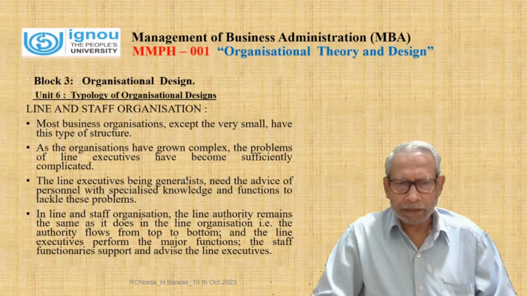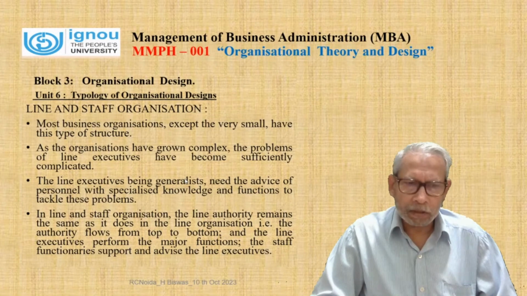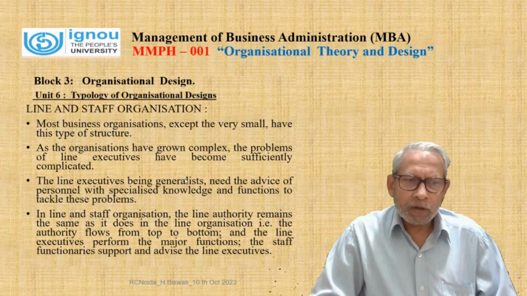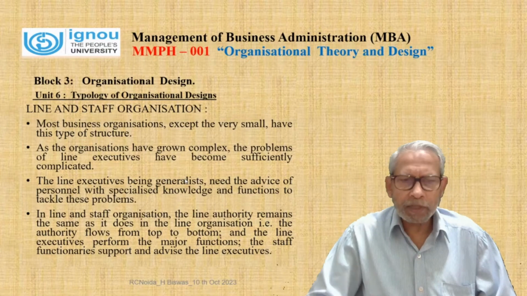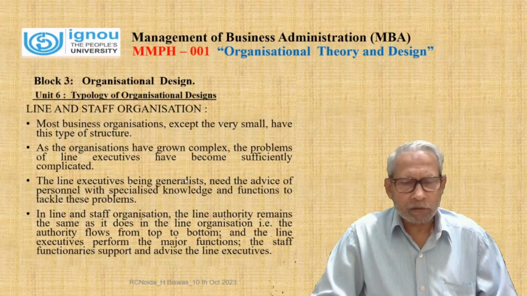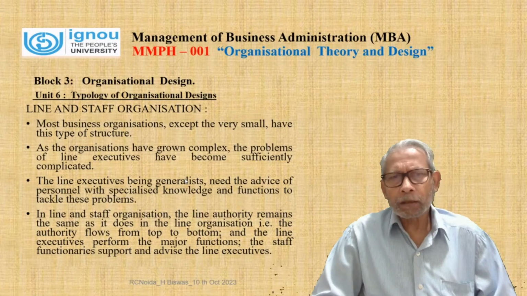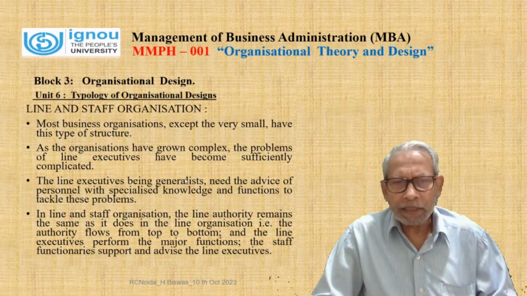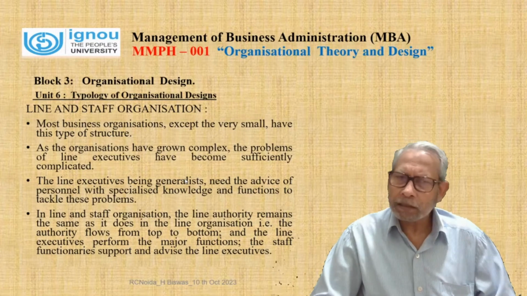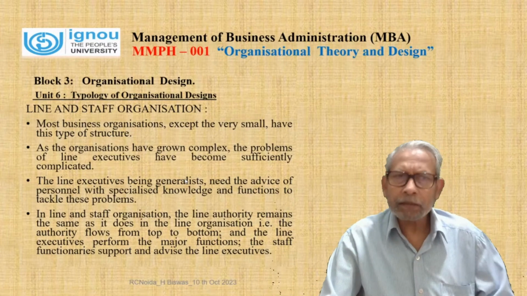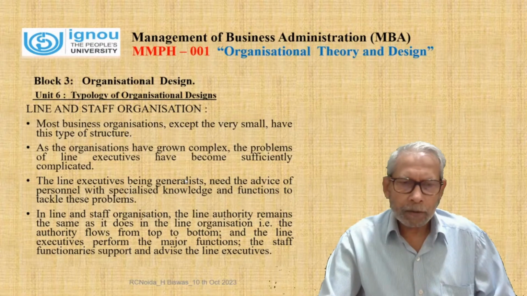What are the authorities there? The senior has all the authority, and we have to flow that. So line executives perform the major functions and the staff functionaries support with advice to the line executive. So the superiors are giving the instructions, and the line managers or line officers simply follow and try to execute the things.